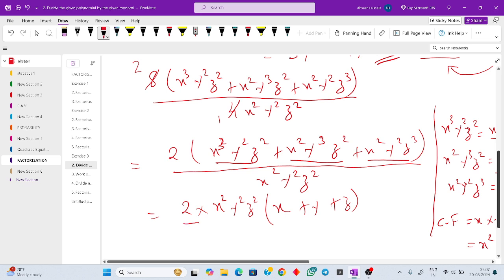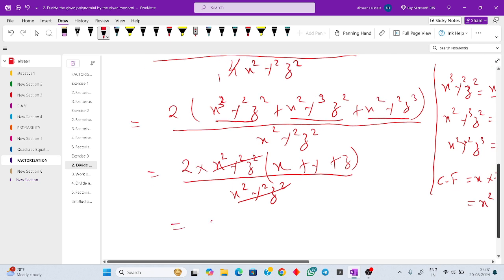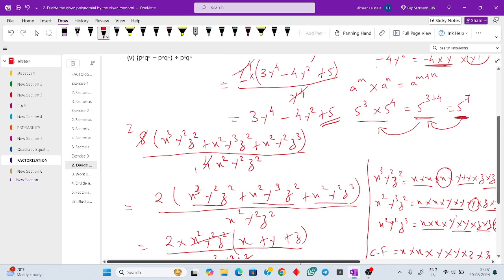So now x square, y square, z square can cancel these two terms. So now the answer will be x plus y plus z. Okay.